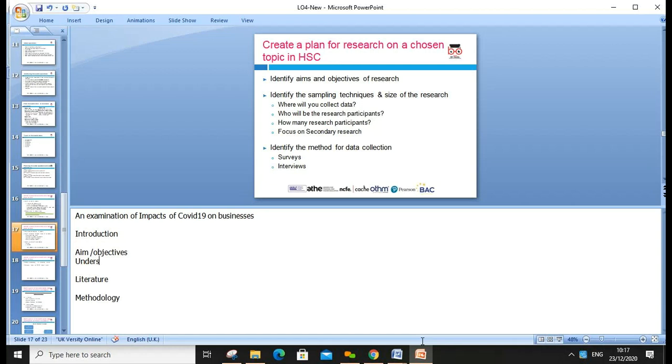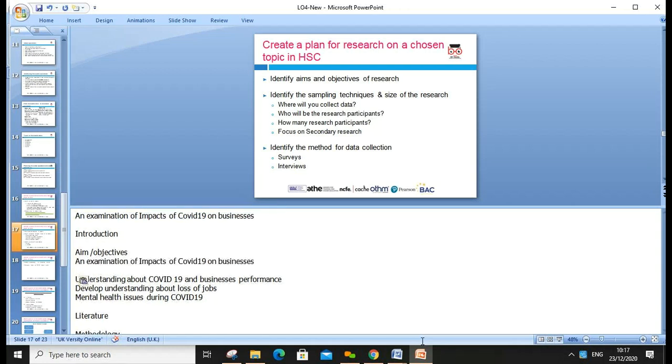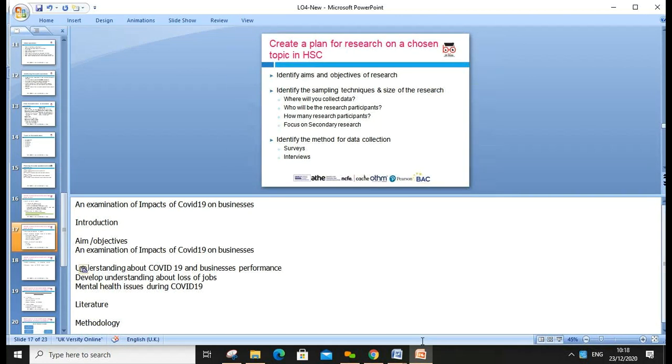Objectives: we want to develop understanding about COVID-19 and business performance, develop understanding about loss of jobs, and about mental health issues during COVID-19. So these can be our objectives. Our aim is this, which is the topic, and our objectives are these. So that's the way we can do it. I'll show you a lot of proposals, which will help you.